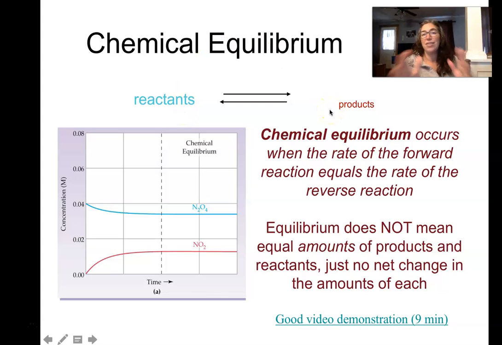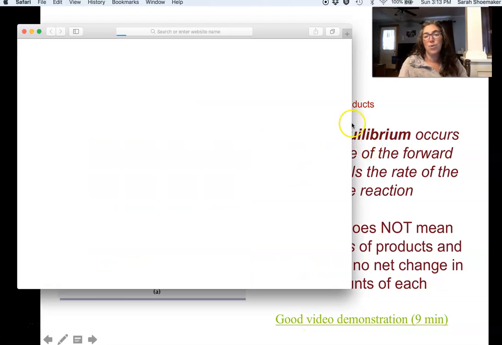It looks like nothing's changing anymore, but in fact, it's a dynamic process. This reaction is still going, but it's going in both directions at the same rate, so you're not seeing a change in concentrations. It's a little confusing to think about. The graph is a good visual, but this video is also a good visual. And I might fast forward through parts of it.